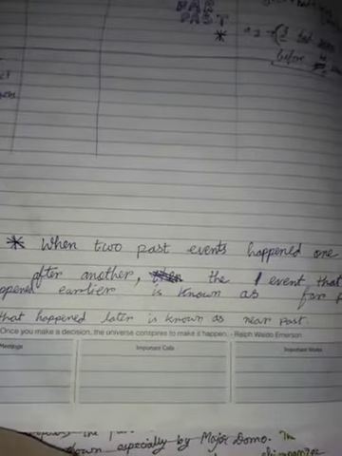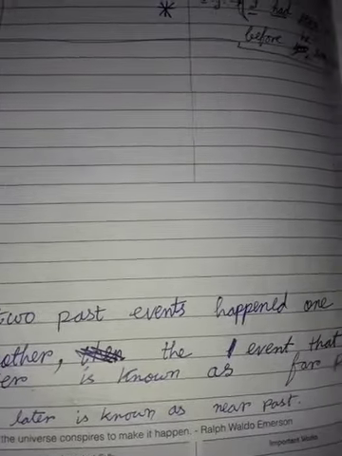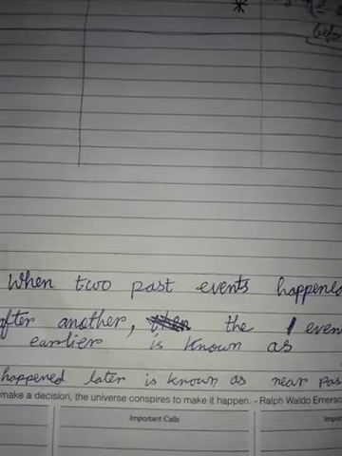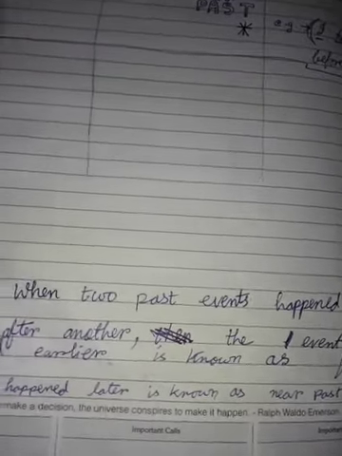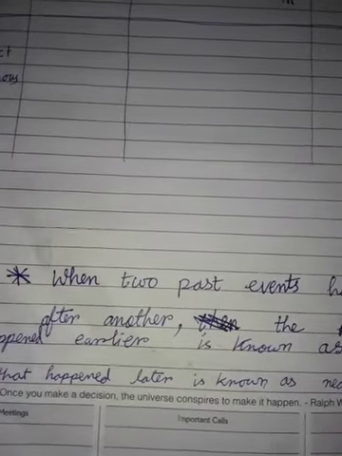Now see here, when do we use past perfect tense? When two past events, read what I have written. When two past events happened one after another. So there are two past events that happened one after another. One happened before, the other happened later.